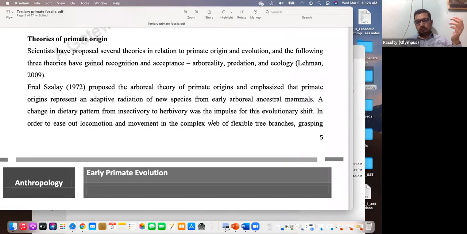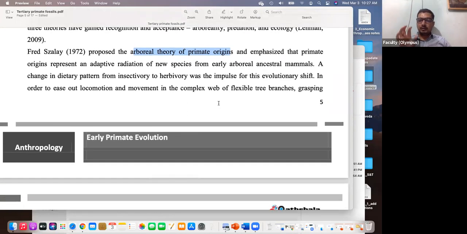So there are many theories. We don't have a clear understanding of how these were originated. There were different theories. Fred Szalay in 1972 proposed the arboreal theory of primate origins. They slowly started adapting to arboreal conditions. Mammals that were surviving on the trees eventually gave rise to primate forms, because we saw their features. So some theories say that we probably came from mammals which survived on the trees. This is called the arboreal theory of primate origin.